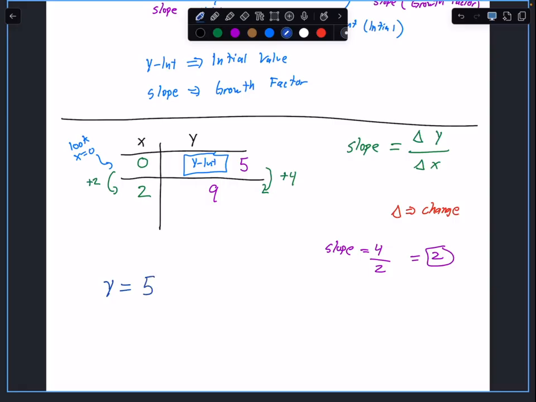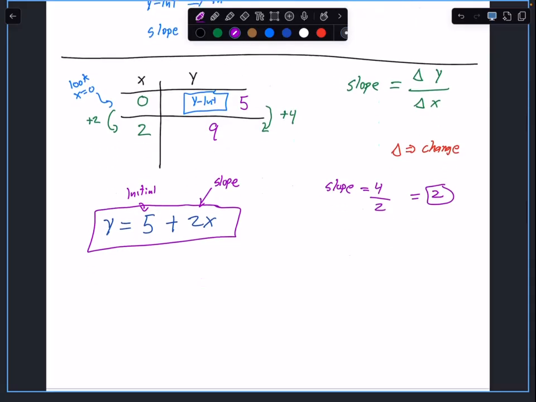5 plus 2x. Initial and slope. All right, initial and slope. Has everybody got that? Now I chose by 2s. You can also go by 1s, but I just want to make sure that you see that part.